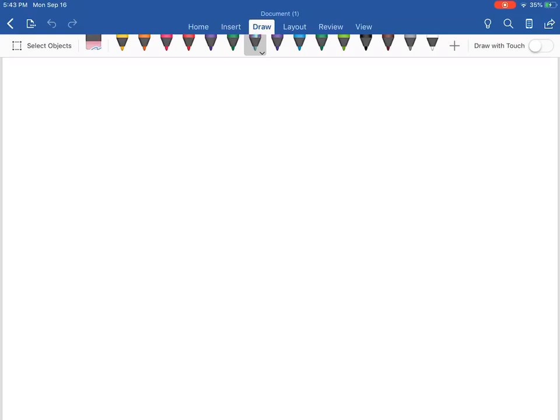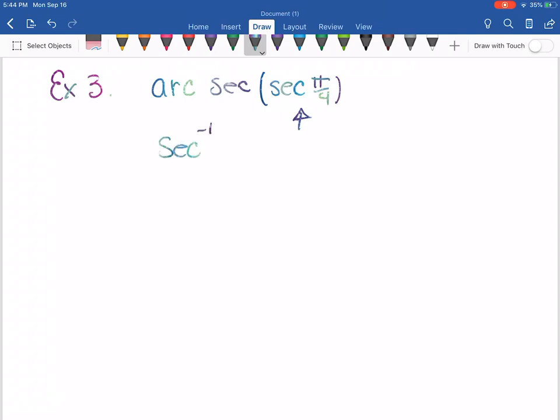In example 3, we're going to work arc secant of secant of pi over 4. So we need to do the inside first. So I want to copy down the arc secant, and I'm going to find the secant of pi over 4.